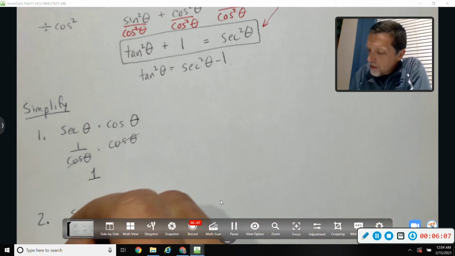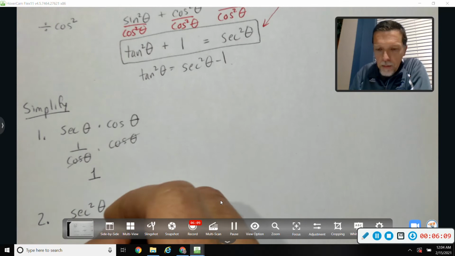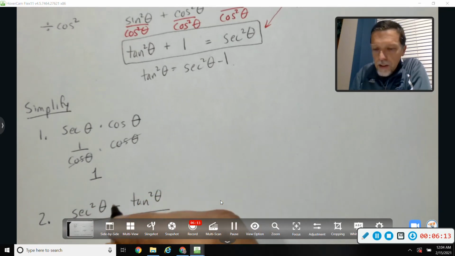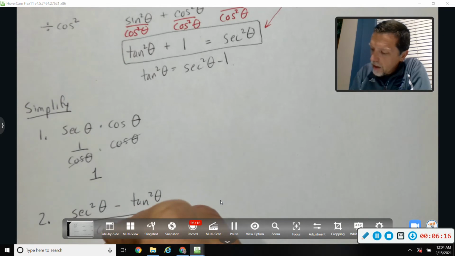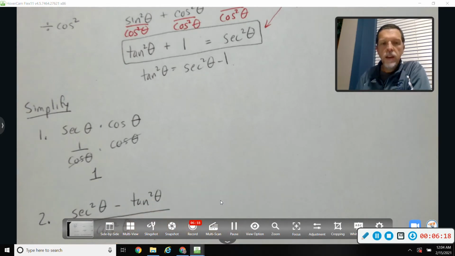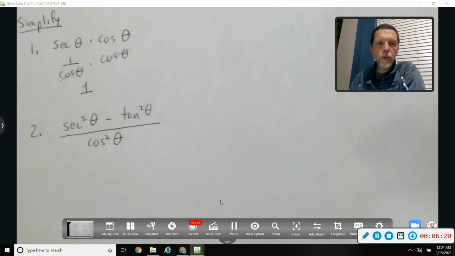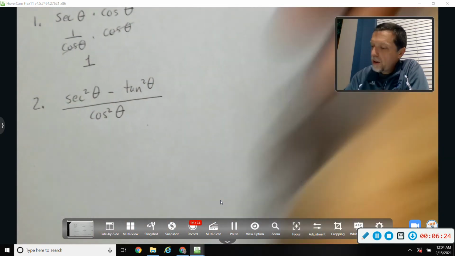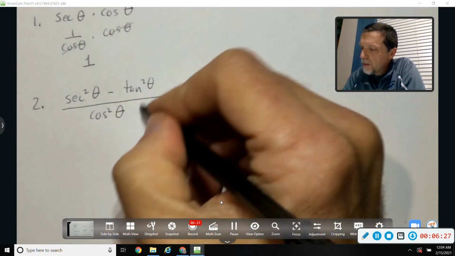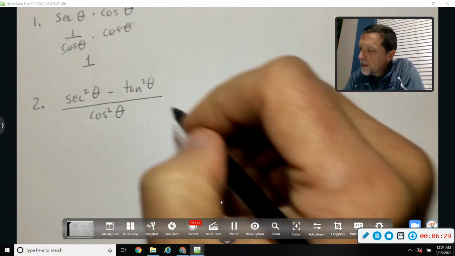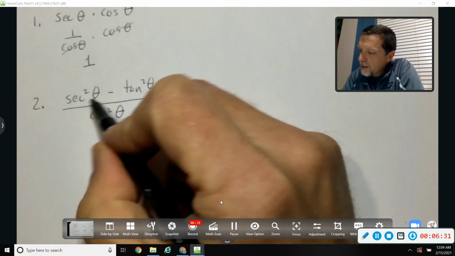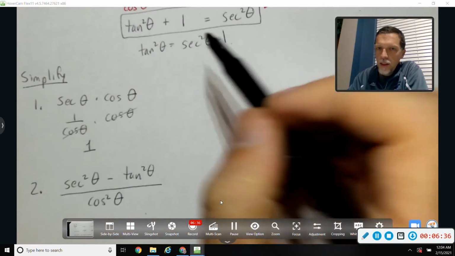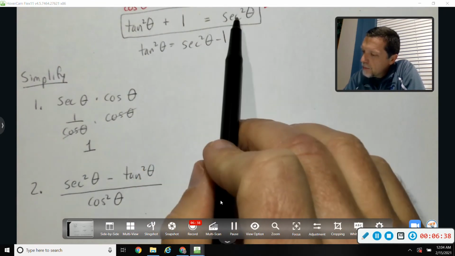Number 2, simplify secant squared theta minus tangent squared theta all over cosine squared theta. Okay, well there's squareds all over the place on that one, so I am definitely alerted. My brain is sending out alarm bells that Pythagorean is going on here. So I'm especially thinking the secant and tangent are related to each other. In fact, secant squared minus tangent squared.